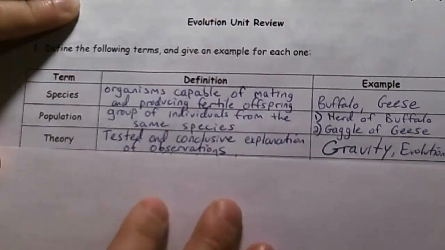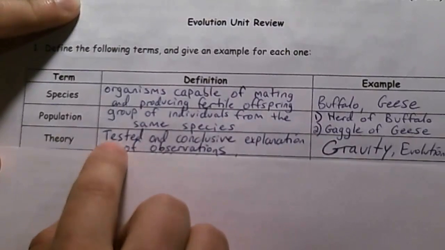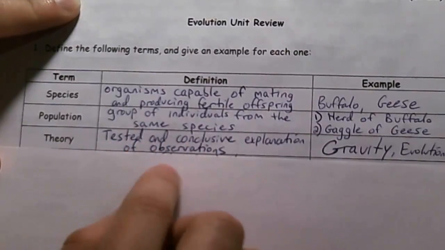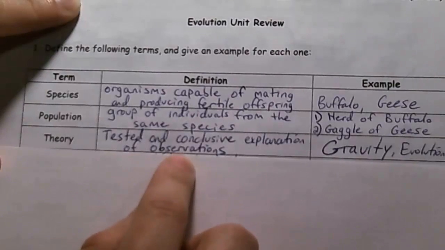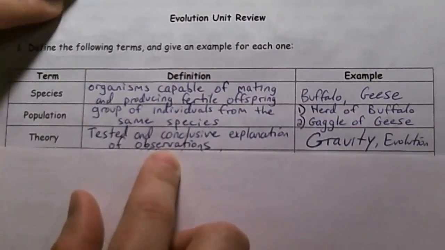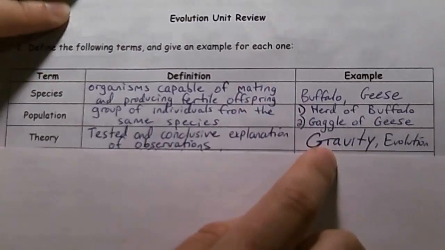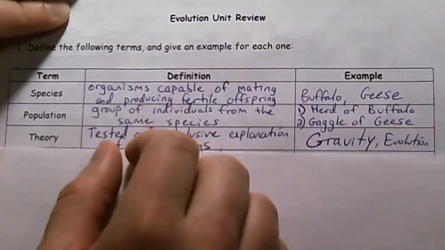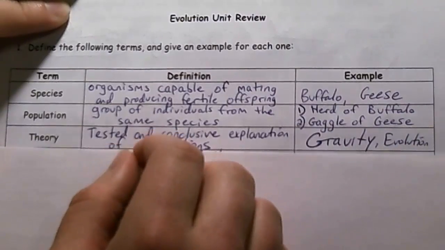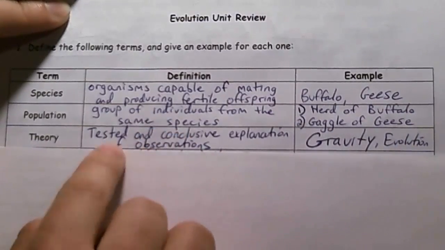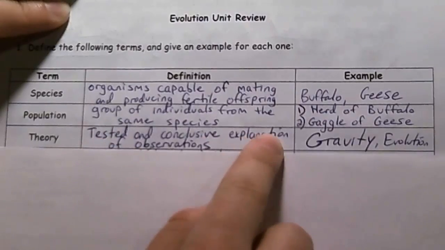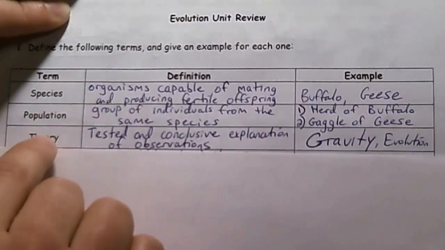What is a theory? Well, a theory is something that is tested and conclusive, and it is an explanation of observations. A really good example of a theory is gravity. We can observe gravity pretty easily. You drop something and it will fall, and gravity has been observed. But explaining how gravity happens, an explanation of gravity, is a theory.